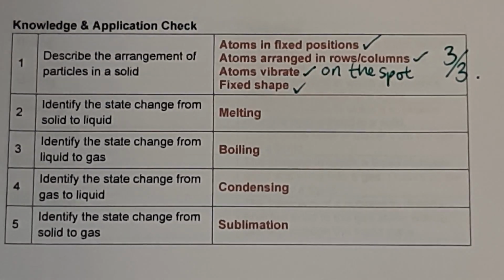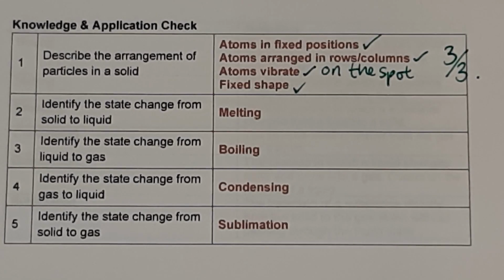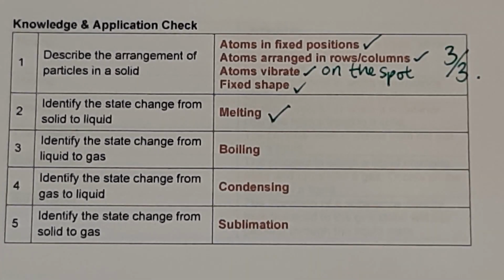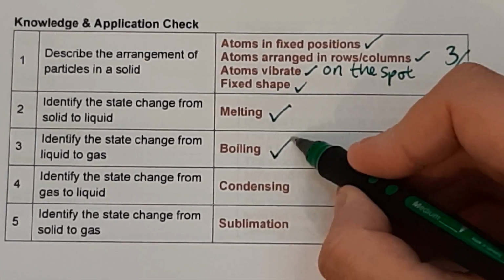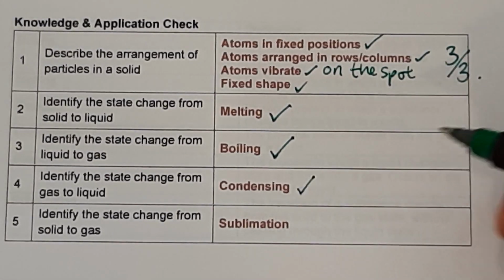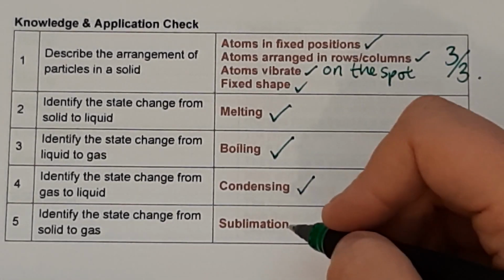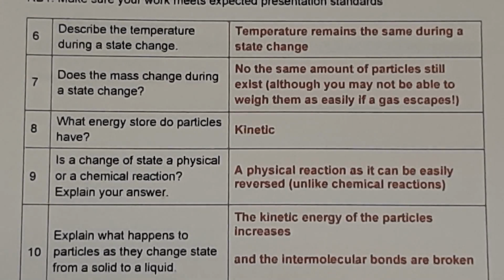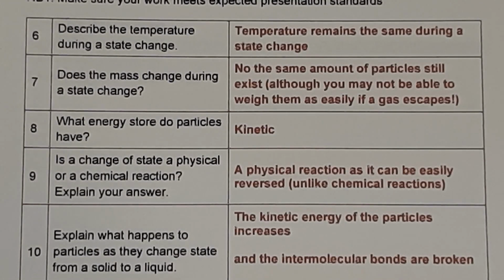Question 2, identify the state change from solid to liquid. Well, that would be melting. Question 3, identify the state change from liquid to gas. Well, that would be boiling. Question 4, identify the state change from gas to liquid. That would be condensing. And question 5, identify the state change from solid to gas. That would be sublimation. Question 6, describe the temperature during a state change.